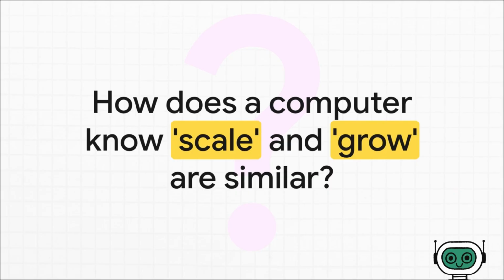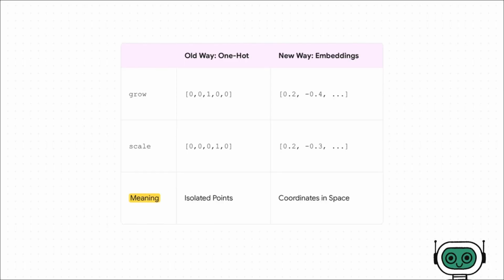After all, computers don't understand words, they only understand numbers. By the end of this, you'll understand exactly how we bridge that gap. The old way of representing words was to treat each one as a completely isolated point. It's like saying grow and scale have absolutely nothing in common. The new way, using what we call word embeddings, is totally different. It gives each word a set of coordinates, placing it in a sort of meaning space. Suddenly, words like grow and scale can become neighbors.